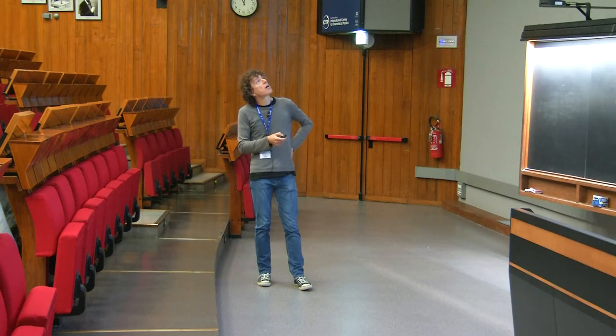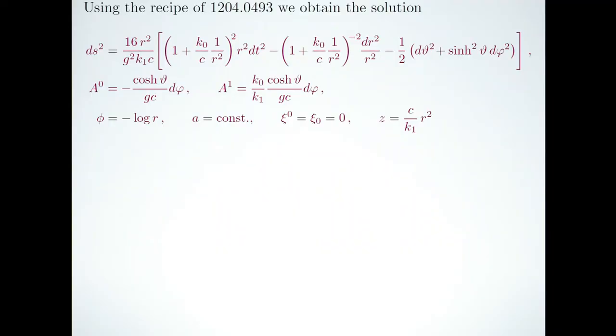Okay, so using the recipe of this paper here, where all the solutions were classified, we obtained the following solution. This is the metric. You still have a hyperbolic horizon. These are the two gauge fields. So you see they are magnetic, so you have magnetic flux on the H2.